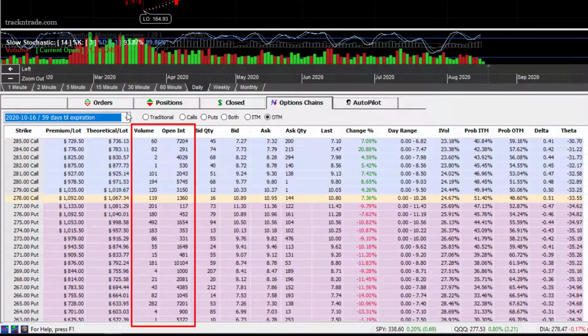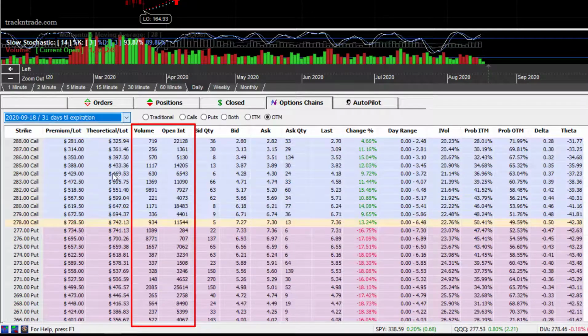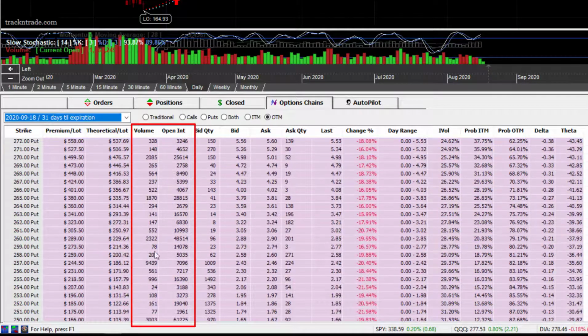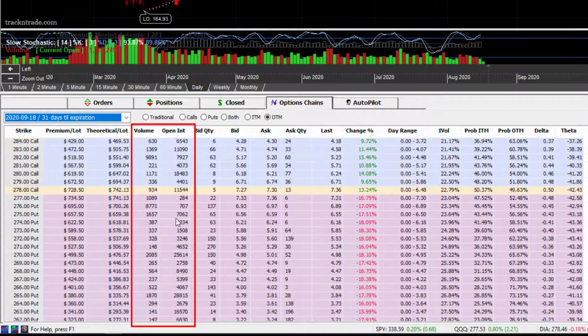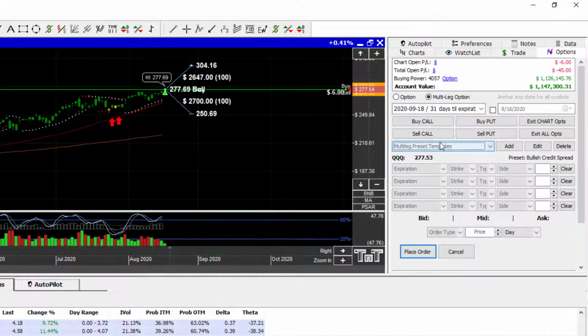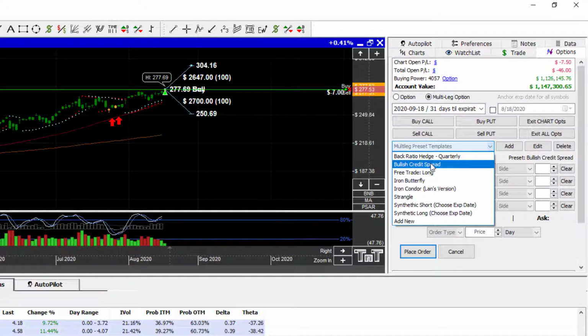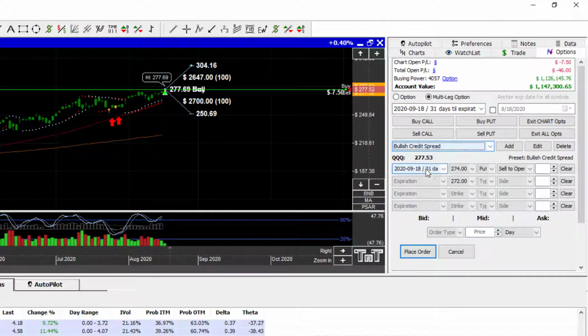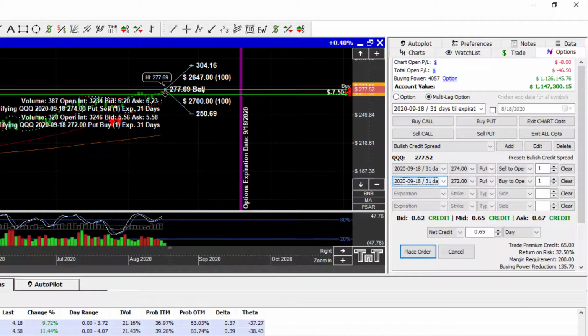There's some players there, but I think I like that 30 days. That 31 days looks pretty good to me. We've got some players in here. So let's come in and play with the 31-day options, okay? That means we're going to index our money for 31 days. And here's how we're going to do it, using options. We're just going to do a bullish credit spread, okay? It's very simple, bullish credit spread. We're going to drop that money in there.